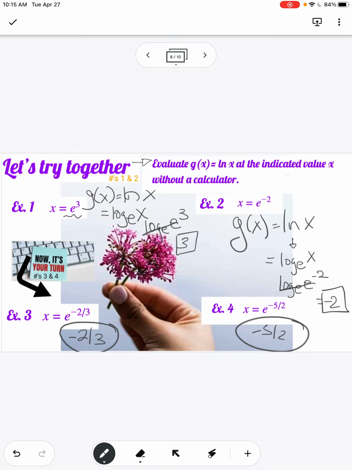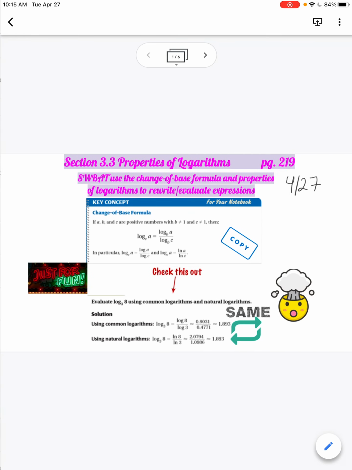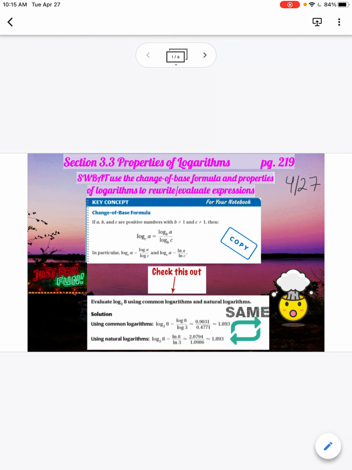So example 3 and 4, those are the answers. And now I'm going to move on to the last part of the lesson. Actually, not the last part of the lesson, the next lesson that I taught the class today was this lesson here on properties of logs. So please pause the video, write whatever you want to write from this slide, and I'm going to turn to the next slide and do one example with you. Actually I'm going to do 2 examples with you.